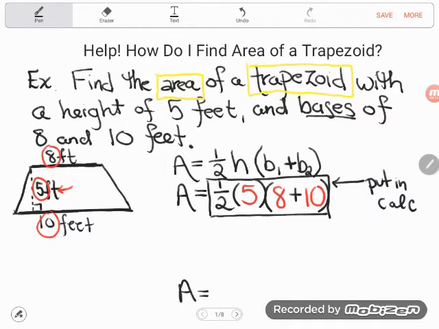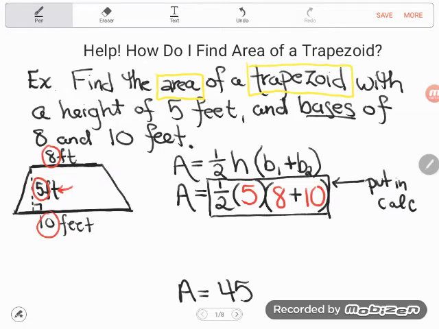So let's see. I will do that. I will type it into my calculator. You can type in the fraction 1/2, or you can type in the decimal equivalent 0.5. It means the same thing, and so they're totally interchangeable. Open parentheses 5, close parentheses, open parentheses 8 plus 10, close parentheses, and enter. And you would get straight to 45.